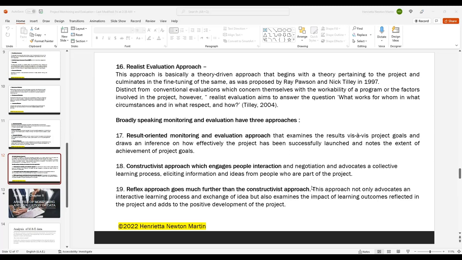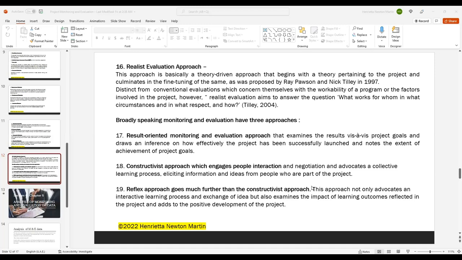Next is the constructivist approach, which engages people, interaction, and negotiation. It's constructive in nature. It is normally people-centric. It takes into consideration people's interaction. Basically, the constructive approach is an interactive approach. And it advocates a collective learning process, eliciting information and ideas from people who are part of the project.